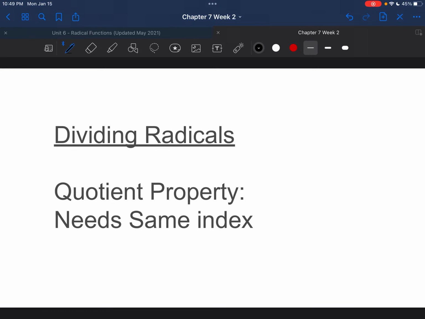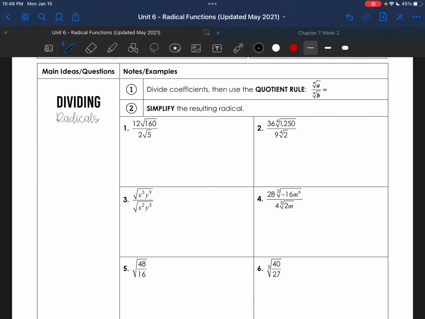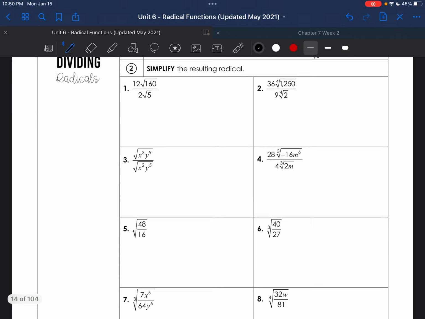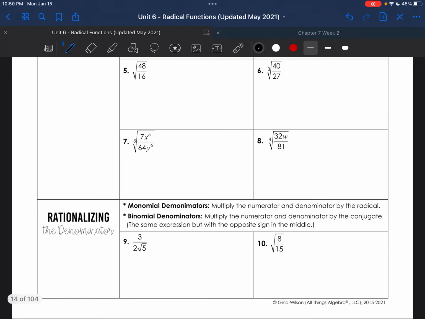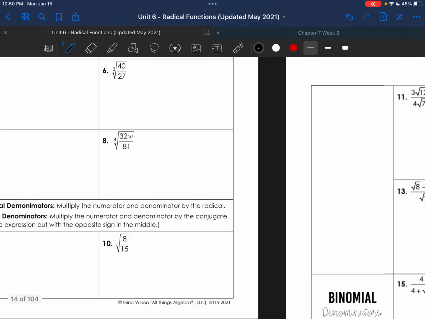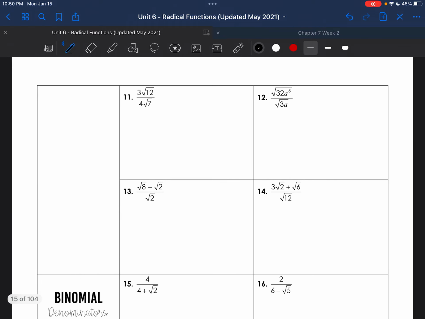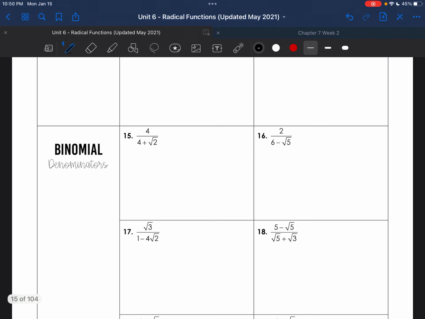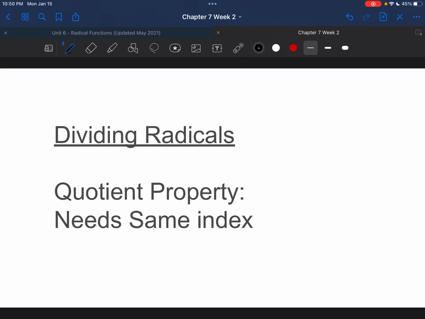All right, so for the next section, we are going to use the 6.4 notes, and they look like this. It says dividing radicals and then rationalizing the denominator, and they should be 2 pages because it should also say binomial denominators. So we're going to work through these 3 sections here.